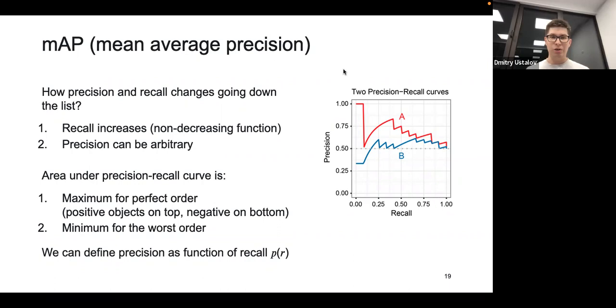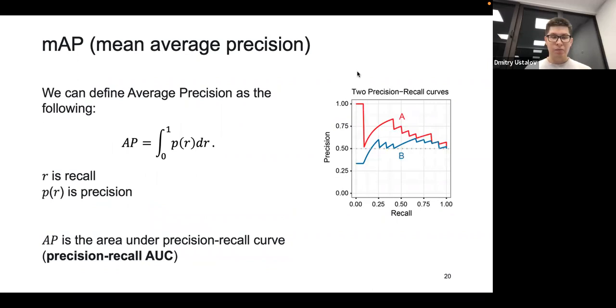And if you define precision as a function of recall, we can just compute the area under the curve. And this area under the curve for one query is called average precision. So we just integrate over this function. But it's a very sophisticated definition. We should take something more practical.